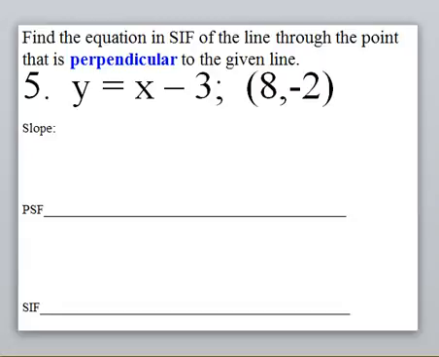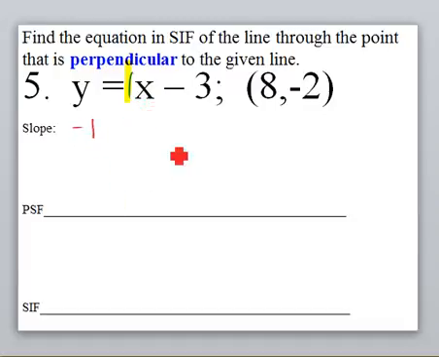My last example in this video is one where I'm going to find the slope-intercept form of a line that's perpendicular. This given line has a slope of 1, which means that its negative reciprocal, because we're talking about perpendicular lines, would be negative 1. This has a fraction of 1 over 1, which would be a negative 1 over 1 for my slope.